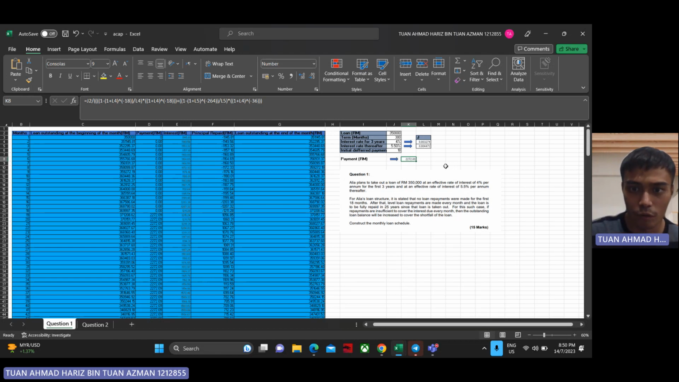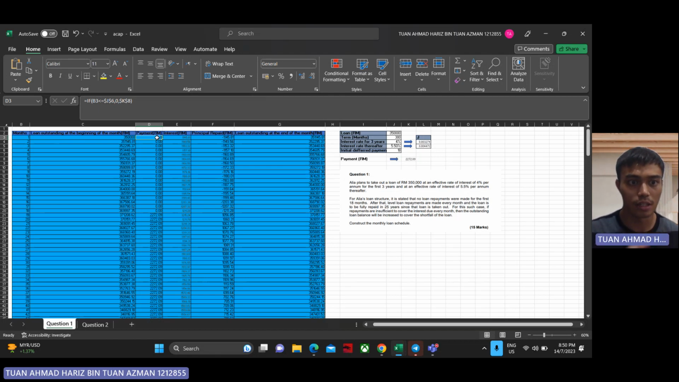From that, we can construct the table for the loan schedule. Firstly, we add months for the loan schedule. Secondly, we add the loan outstanding at the beginning of the month, which just includes our loan, 350K. And then the next one is the payment, which is R.